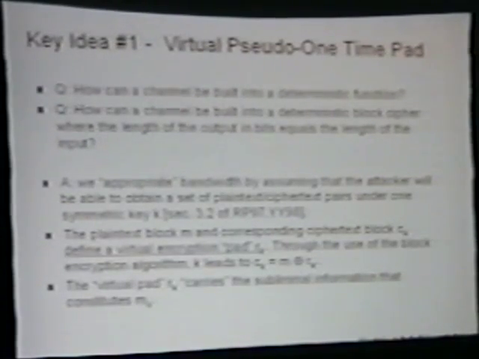So how can a channel be built into a deterministic function, and how can a channel be built into a deterministic block cipher where the output block is the exact same number of bits as the input block? Right? Seems like there's no space. And the key idea is to appropriate bandwidth by assuming that the attacker will be able to obtain a set of plaintext-ciphertext pairs under one key. Now, a cipher is not considered secure unless it's secure even when the attacker has these plaintext-ciphertext pairs. Okay, so that's a given.